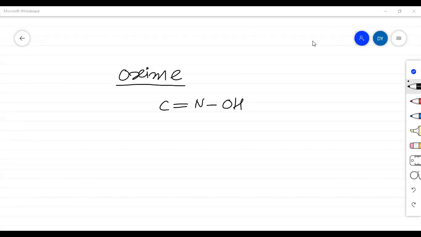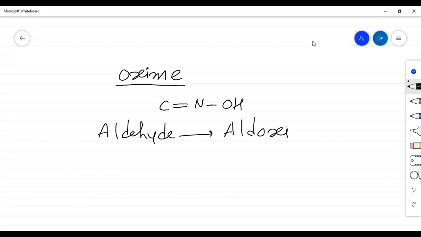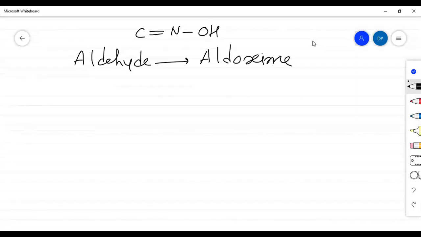So oxime, students, oxime means compound having carbon nitrogen double bond with OH group. This is called oxime. Now when these oximes are prepared from aldehyde, it is called aldoxime. Now this aldoxime gives you syn and anti-isomerism.